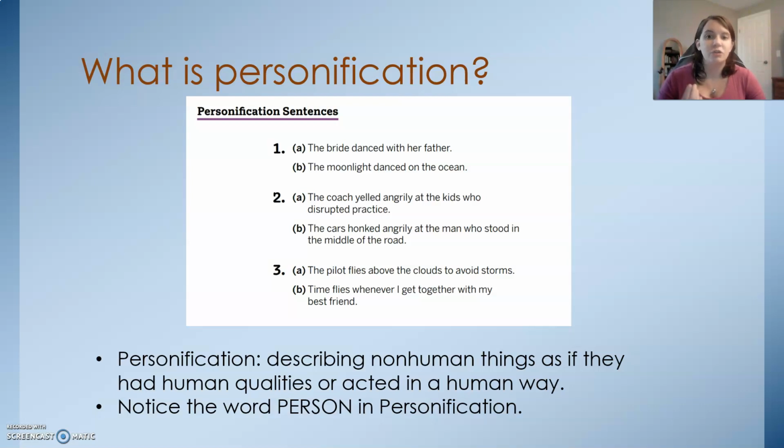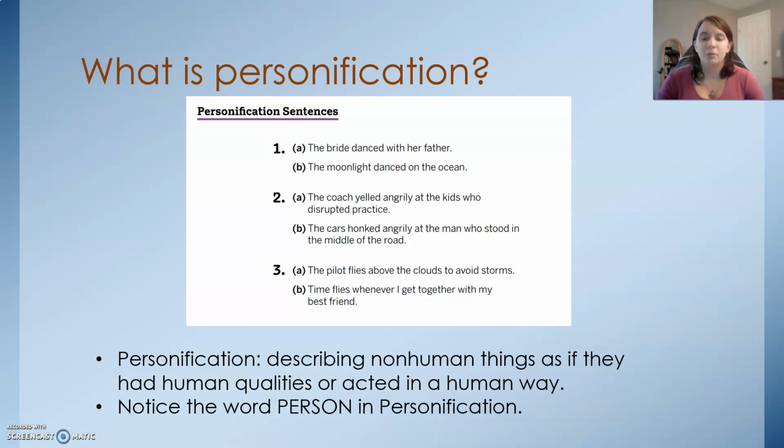Number 2, the coach yelled angrily at the kids who disrupted practice. Well, again, that's a human action. That's things that actually happen. But letter B says the cars honked angrily at the man who stood in the middle of the road. Well, I know that my car, as cool as it would be, will not honk on its own. So we know that the personified action here is that the car itself was honking. So the non-human thing is the car, and the action that took place is that it was honking angrily.